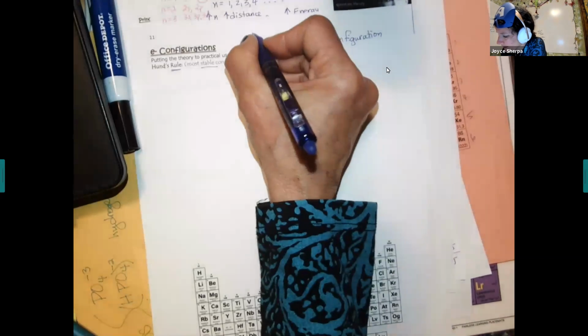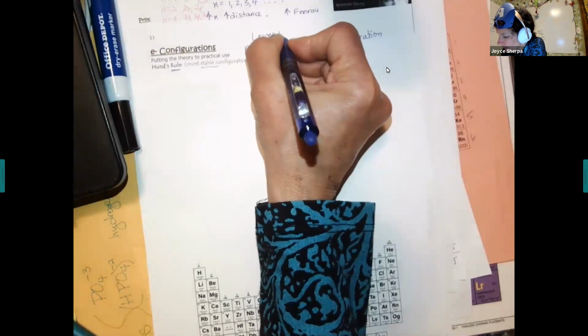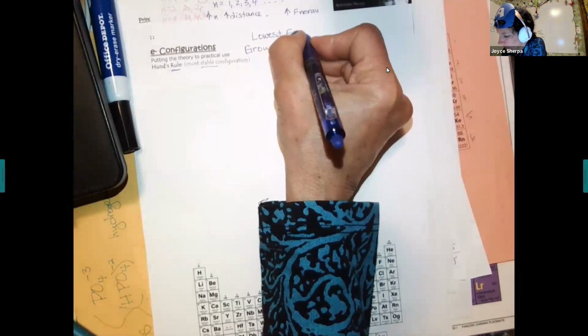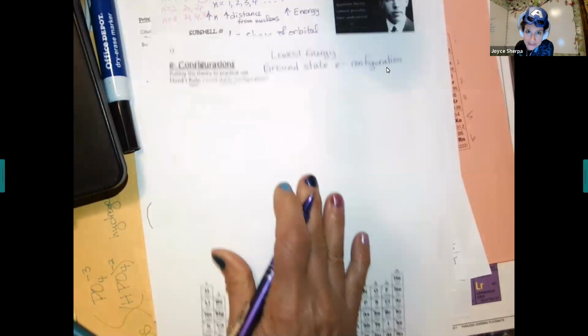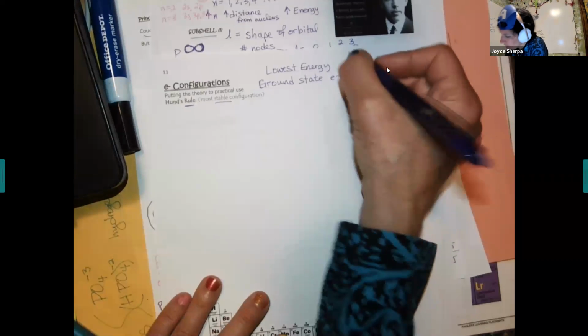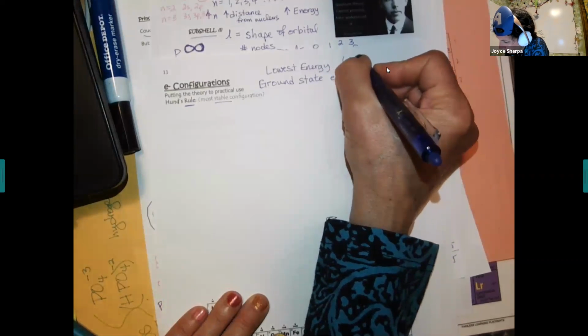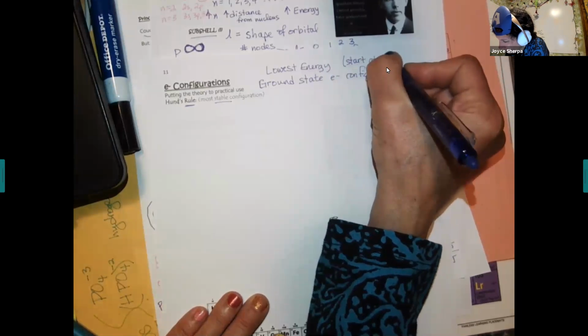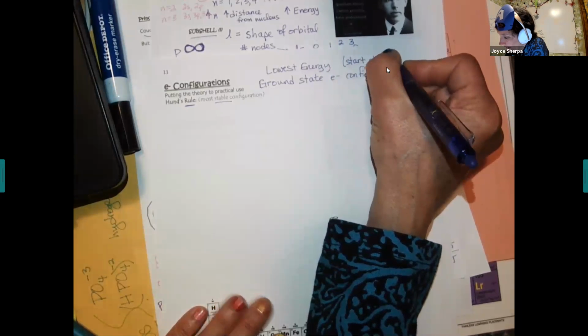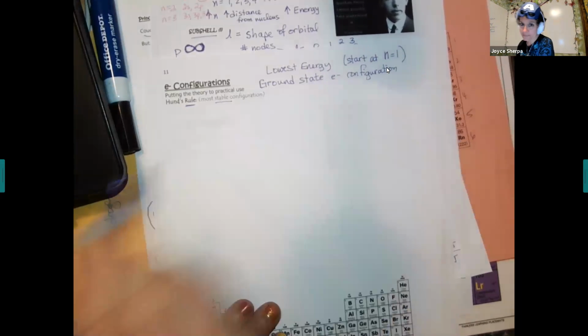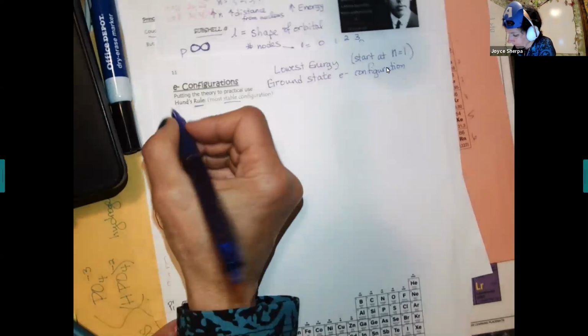They're called electron configurations. I don't know why. That's what we call them. And that just means we always go from lowest. You start with the lowest energy possible, which means you're always going to start at n equals 1. So we're going to start at n equals 1, or the 1s. So we'll start with hydrogen.